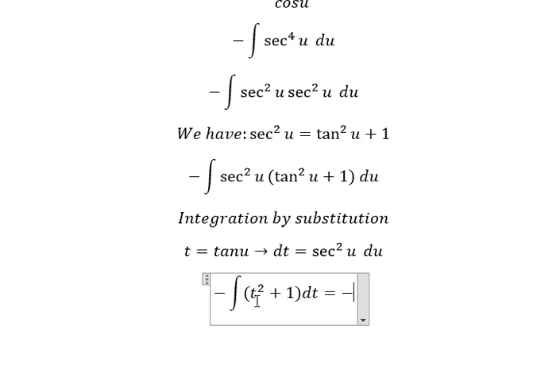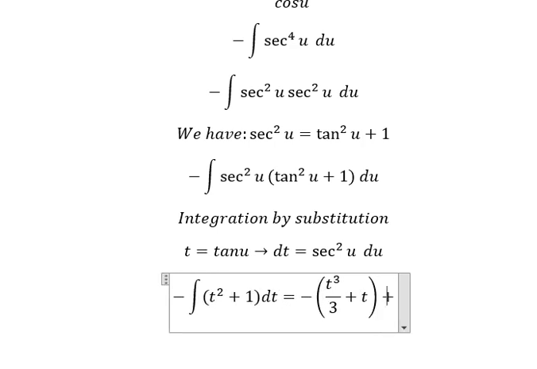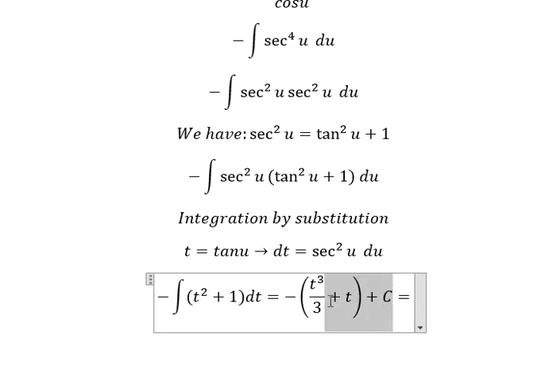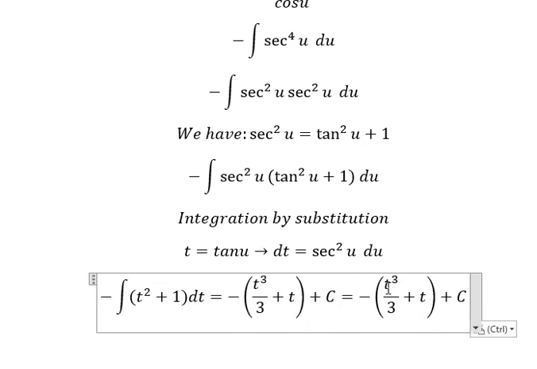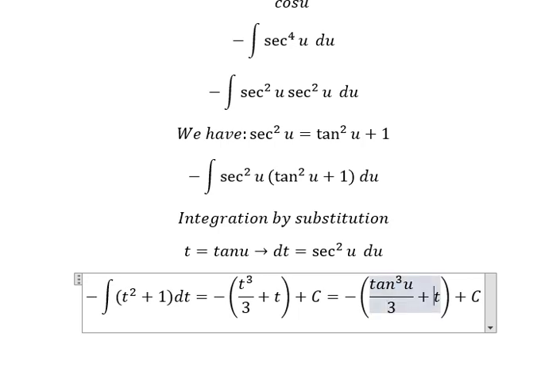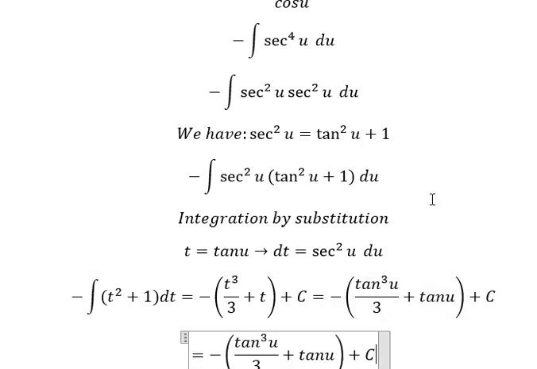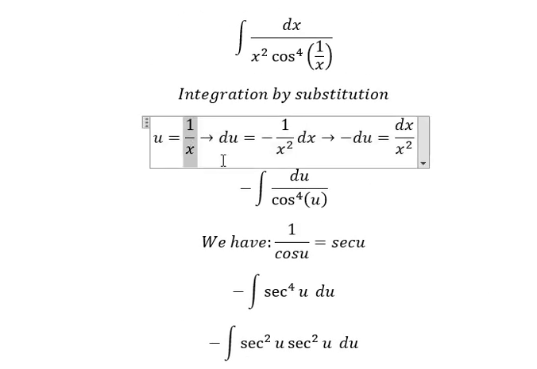So the integration of t squared, we have this one. Number one is t. t is tan u. u is 1 over s.